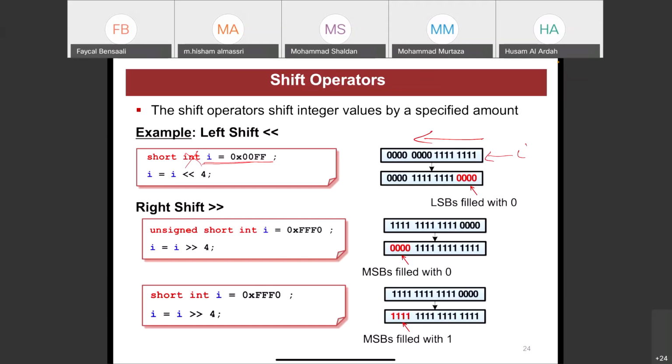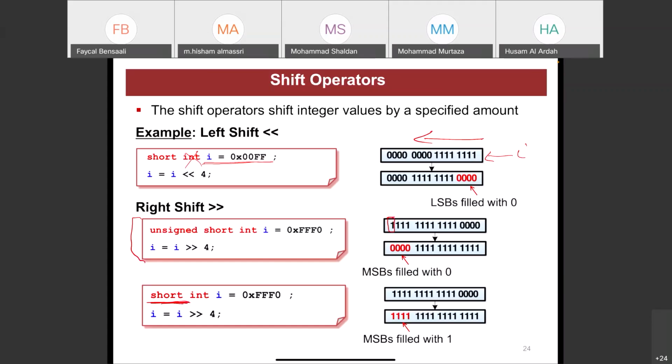Is this clear? So this is regardless of the sign, integer or unsigned. Right shift depends on the variable, if it is signed or unsigned. If it is unsigned, we fill with zeros. If it is signed and negative, we fill with ones. So basically, the general rule: we fill with the value of the last bit in the case of signed. So unsigned is clear. We always fill with zeros.